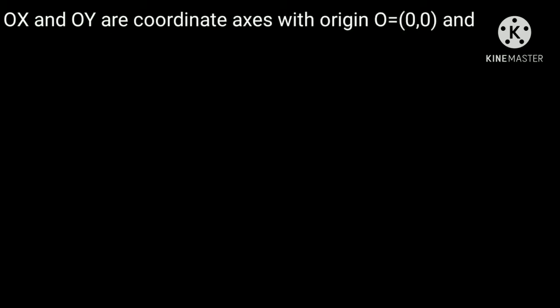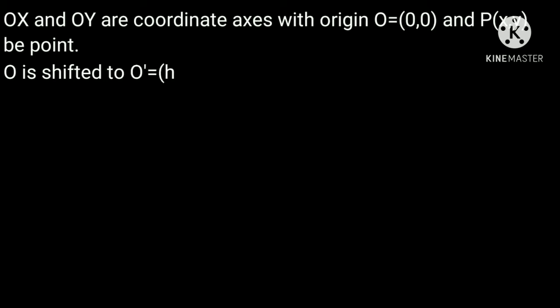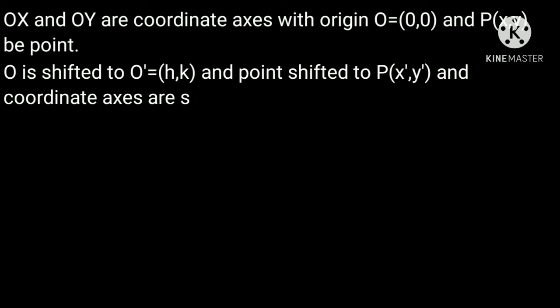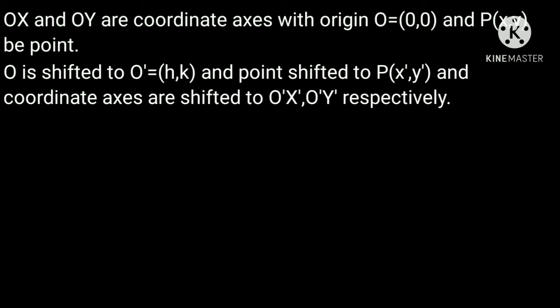That is, OX and OY are the coordinate axes with origin O equal to (0, 0) and any point P equal to (x, y). Then this origin O is shifted to O dash (h, k) by translation of axis. Then the point P shifted to P(x dash, y dash), and the coordinate axes are shifted to O dash X dash and O dash Y dash respectively.